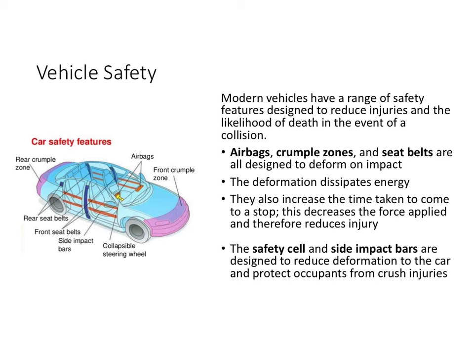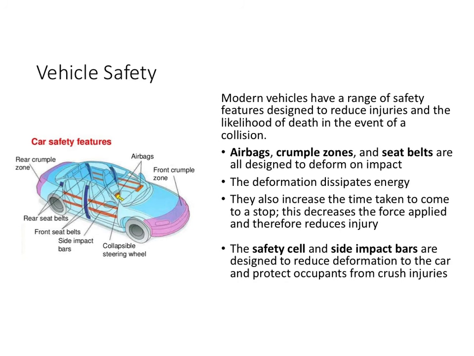The other end of those safety features is the safety cell and the side impact bars. Here are our side impact bars, and the safety cell is everything around you. The car is designed not to deform so that you don't get crushed. Imagine your car rolls over or you get struck from the side. We don't want the car to crush us. We don't want the car to collapse when it's upside down. We don't want something driving into the side of us and physically injuring us.